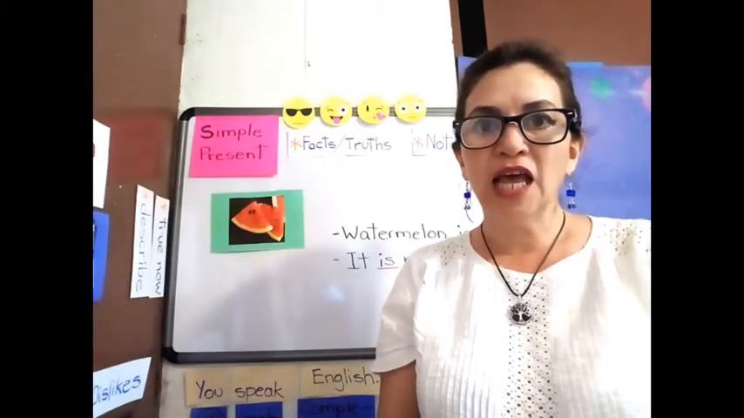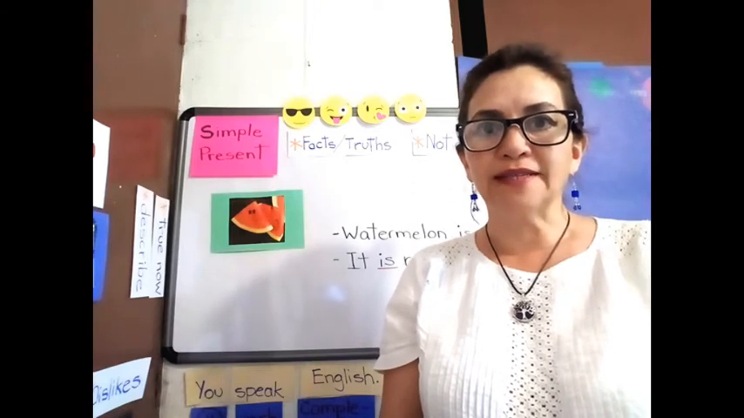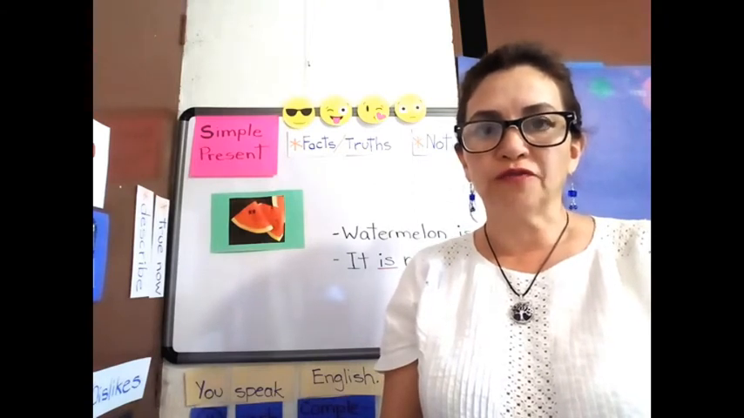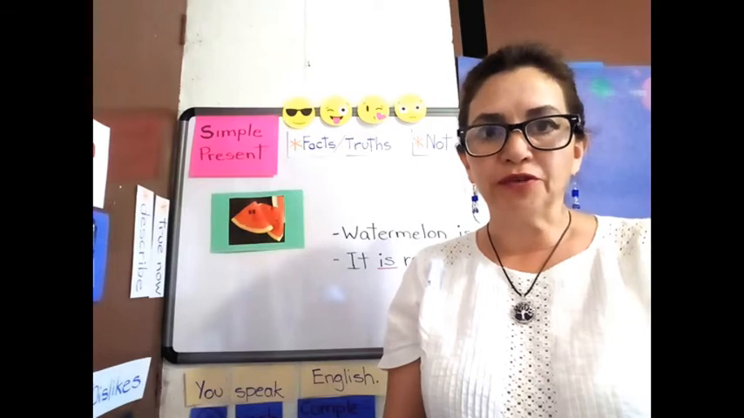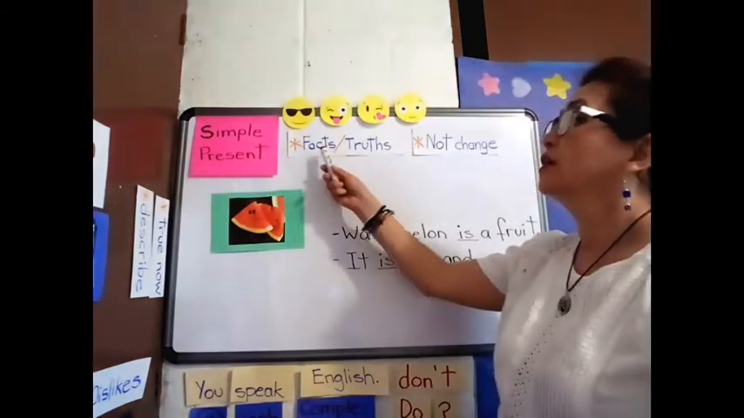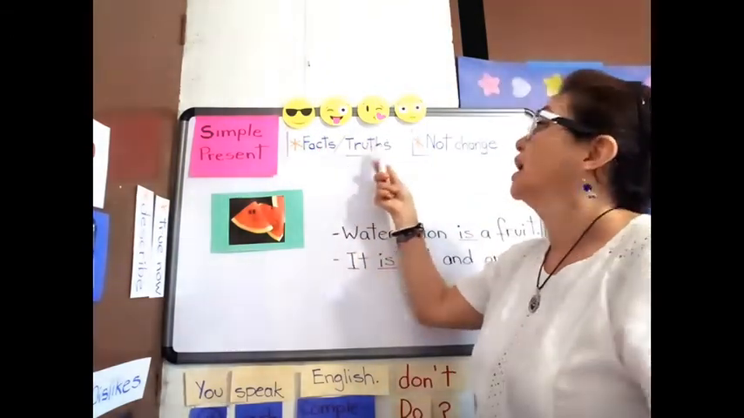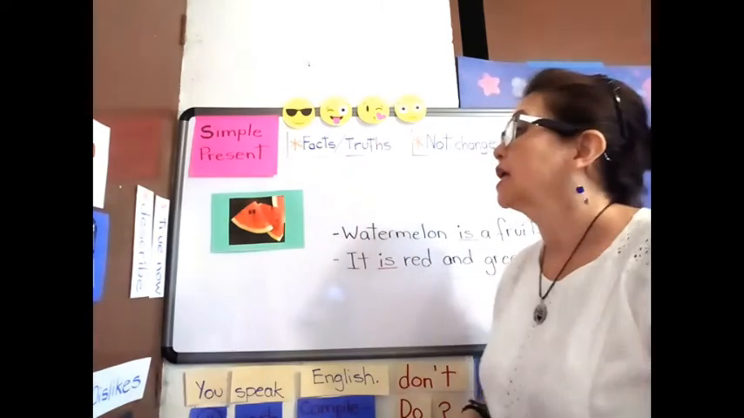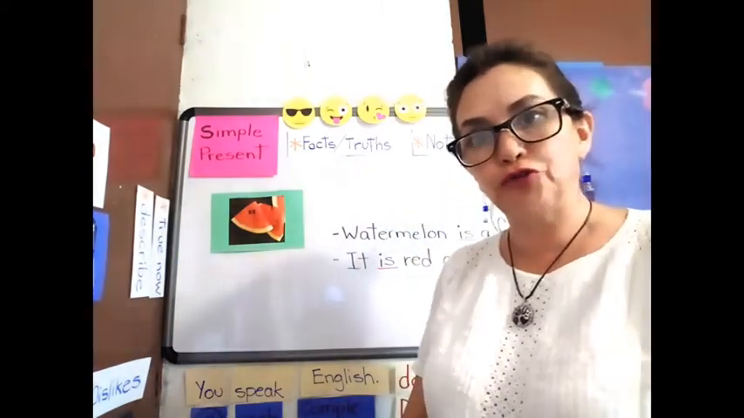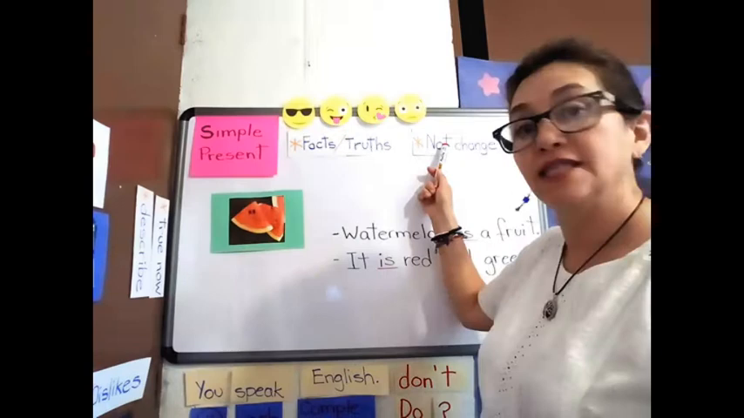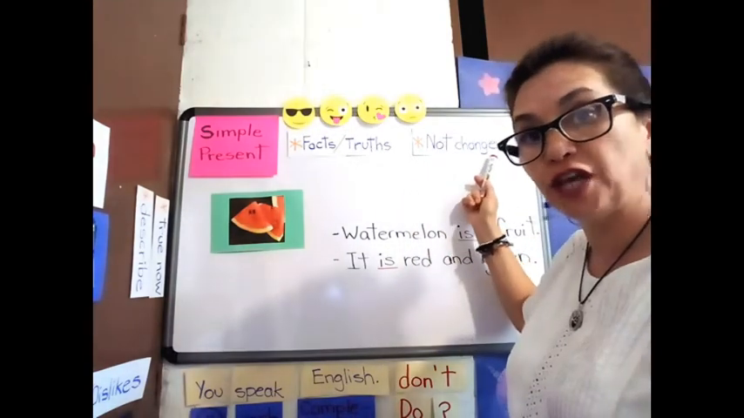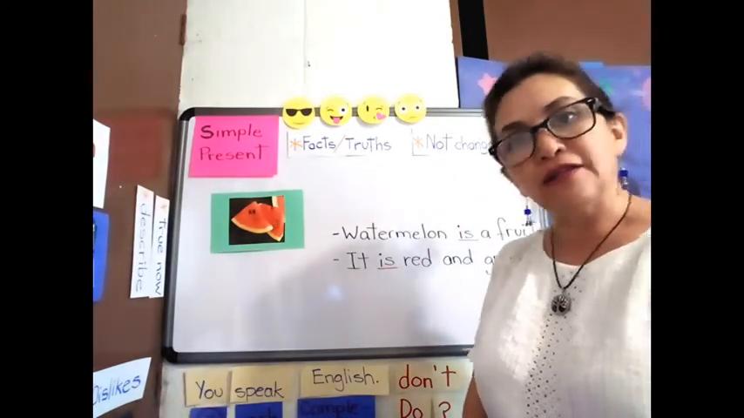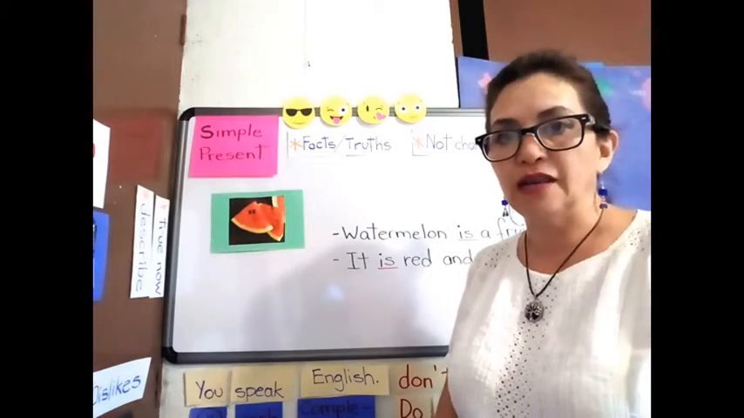Okay, then let's continue with examples of the use of simple present when we talk about facts and truths. Things that are true and things that do not change. Things that are always the same. Let's see this example.